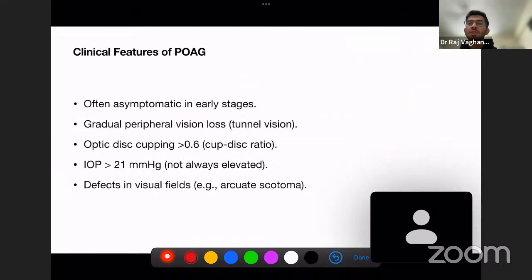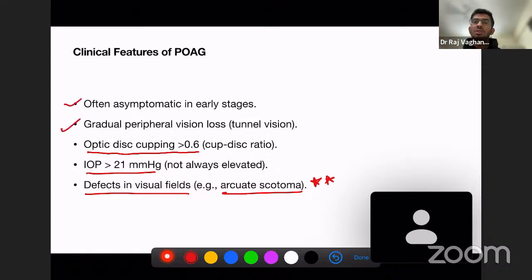Now, what are the clinical features of POAG? It is often asymptomatic in early stages. No symptoms are seen initially. Gradual peripheral vision loss, which is known as tunnel vision. Then optic disc cupping. I told you the optic nerve head undergoes cupping. Then IOP is raised, greater than 21 mm Hg. And defects in visual field, which is arcuate scotoma.